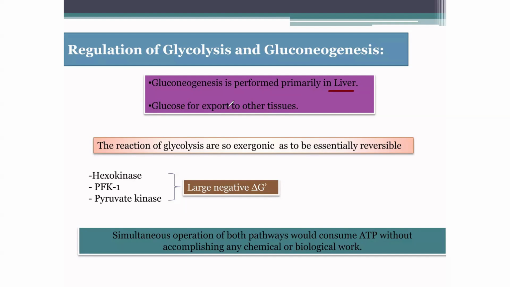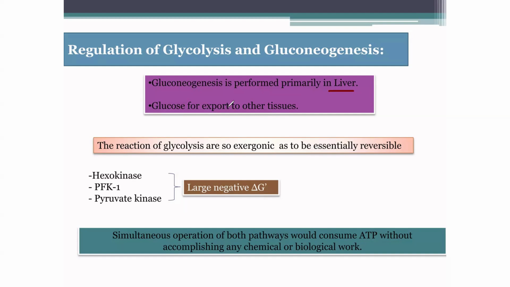The reactions of glycolysis are exergonic, so they are essentially irreversible. They have a negative delta G. When we say a reaction has a negative delta G, it means that the reaction is feasible and spontaneous.